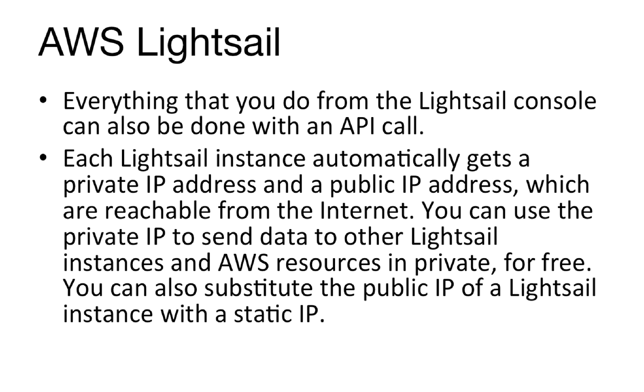Everything that we do on the Lightsail console can also be done with an API call. And this is consistent with pretty much all the AWS services. Every Lightsail instance automatically gets a private IP address and a public IP address, which is reachable from the internet. We can use the private IP address to send data to other Lightsail instances and AWS resources in private for free. If you want to access the Lightsail instance from the internet, we can use a public IP. The public IP address changes when you reboot your instance. If you'd like to have a fixed IP address, we can use the static IP option.